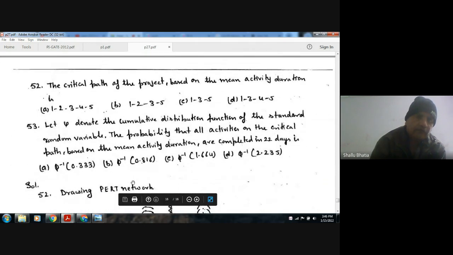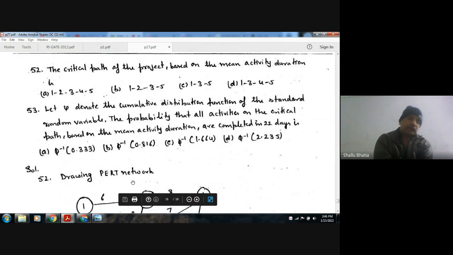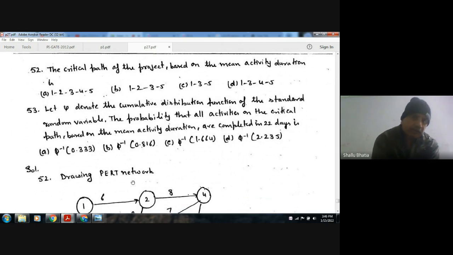What is the critical path of the project based on the mean time activity duration? Option A: 1 2 3 4 5. Option B: 1 2 3 5. Option C: 1 3 5. Option D: 1 3 4 5. If psi denotes the cumulative distribution function of the standard normal random variable, the probability that all the activities on the critical path are completed in 22 days is: option A psi inverse 0.333, option B psi inverse 0.816, option C psi inverse 1.664, option D psi inverse 2.285.